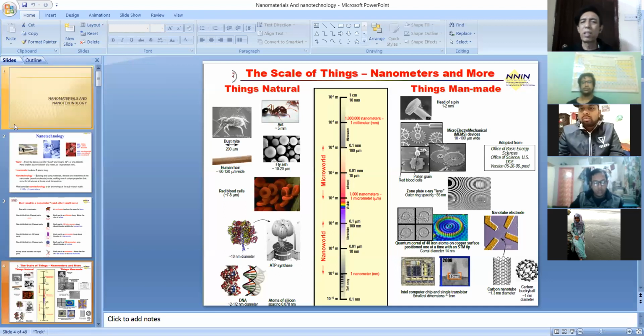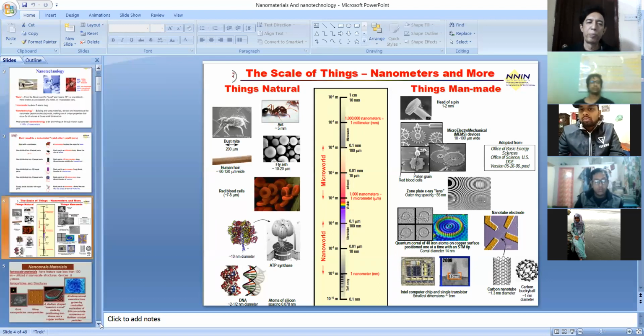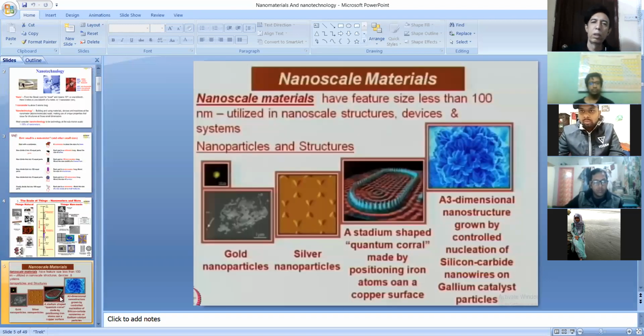So these are some particles that are small, not nano. Here we can see some beautiful nanostructure. This is a quantum coral, made of irons. These are positioned like a stadium, and the flat things are copper.